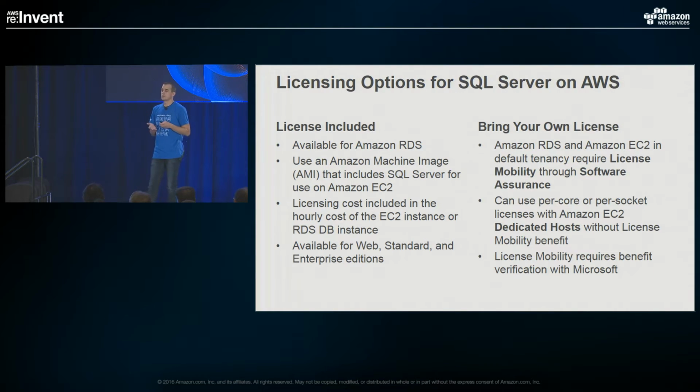Now, license mobility isn't the only way you can actually bring your own licenses. So if you have some per core or per socket licenses, or you don't have that license mobility benefit, you can still bring SQL Server licenses to AWS. However, you will have to use Amazon EC2, and you would have to use Amazon EC2 dedicated hosts. So that's an important distinction.